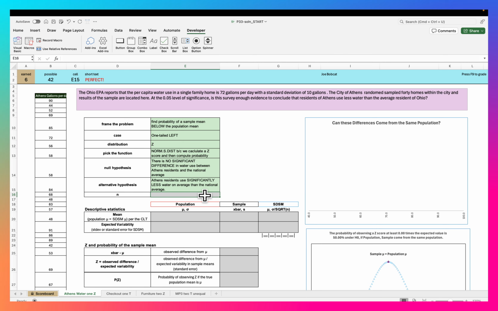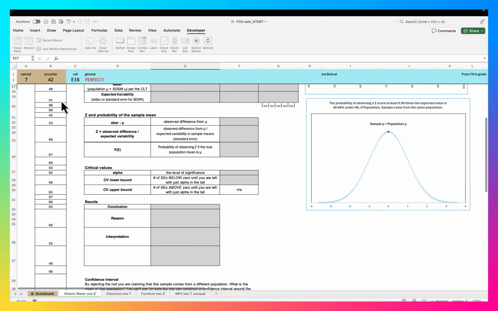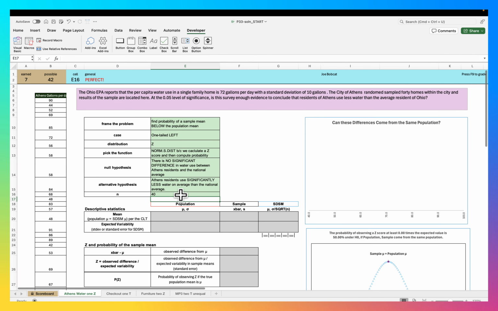N is the number of records in our sample. So we're going to count them, put equals count, and then we'll count all the sample records here. So we have 40 records in the sample.